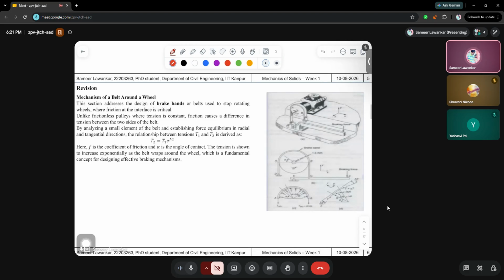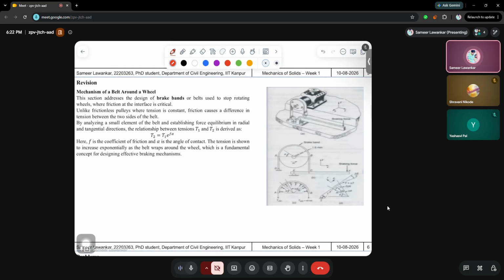Moving forward, next is the mechanism of a belt around a wheel. This is a concept that is actually used in brakes. The best example is brakes. So you apply a brake, and what actually happens for the gears, how the thing stops, and so on. The derivation has been explained by the professor. I am just going through the revision. So, the mechanism of a belt around a wheel.